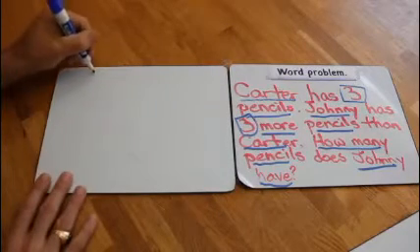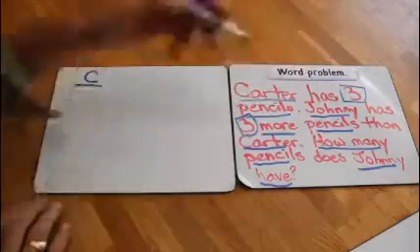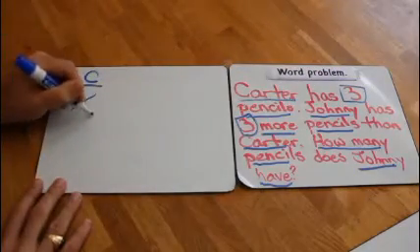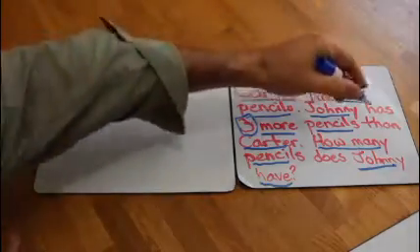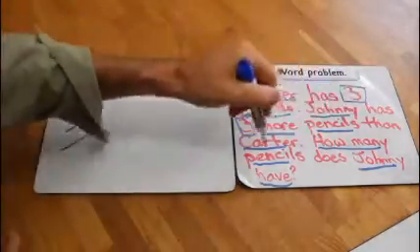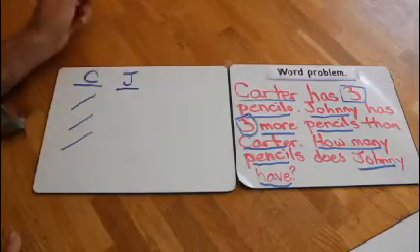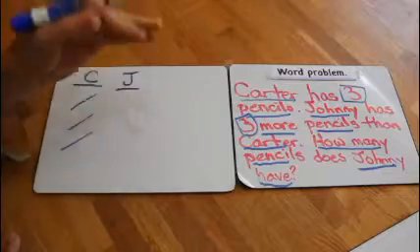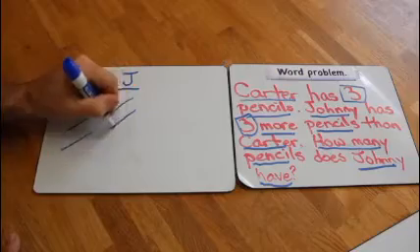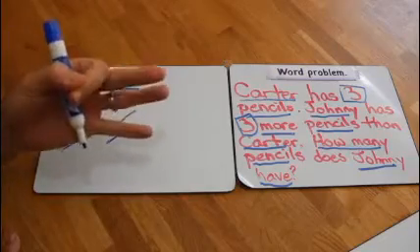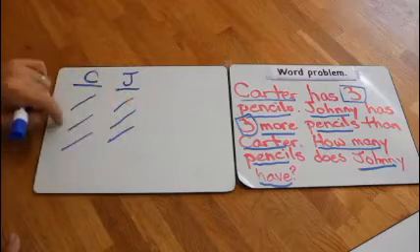So we start off with Carter. How many pencils does Carter have? He has 3 pencils. So I'm just going to do some lines for pencils. 1, 2, 3. Johnny has 3 more pencils than Carter. So we're going to have Johnny, and Johnny has 3 more pencils than Carter. So he has the same amount as Carter. 1, 2, 3, but he also has 3 more than Carter. So he's got those same as Carter, but he has 3 more.